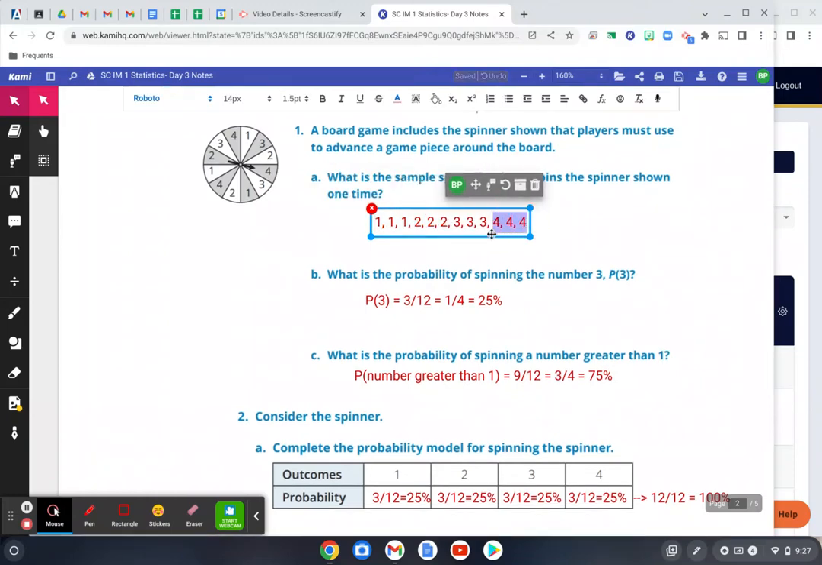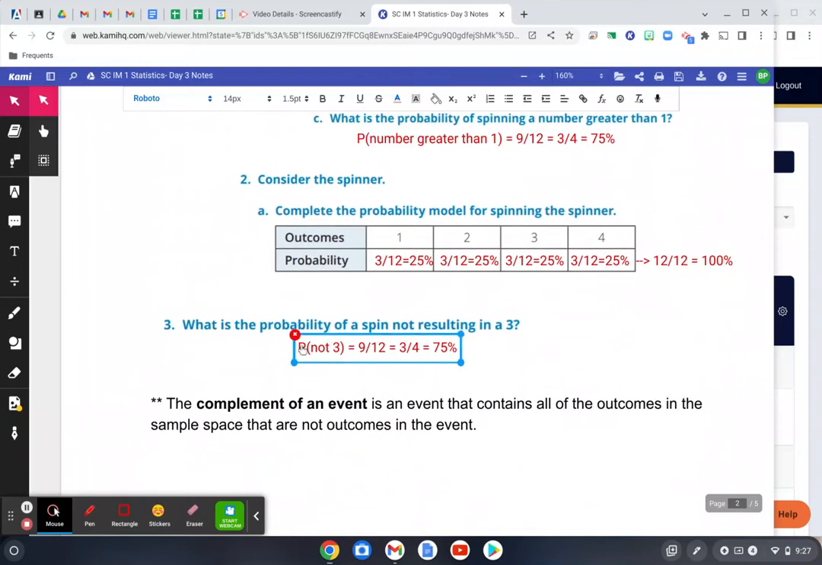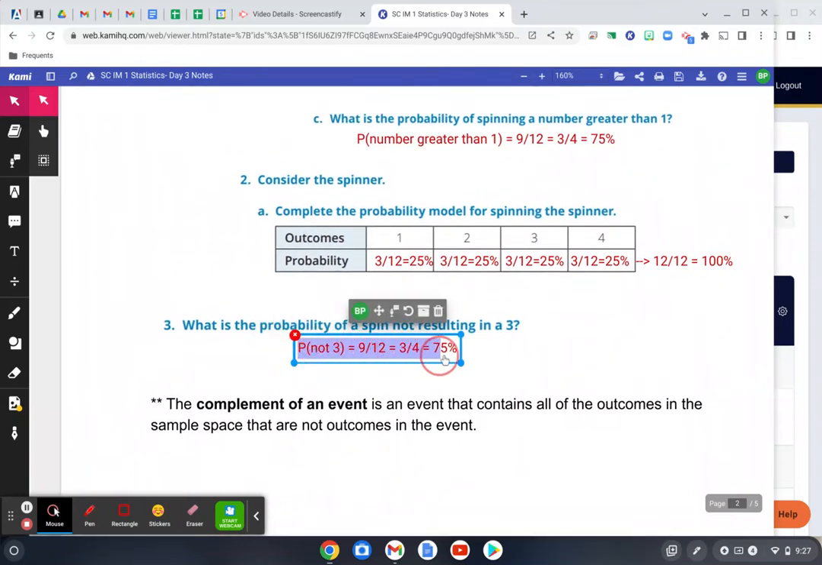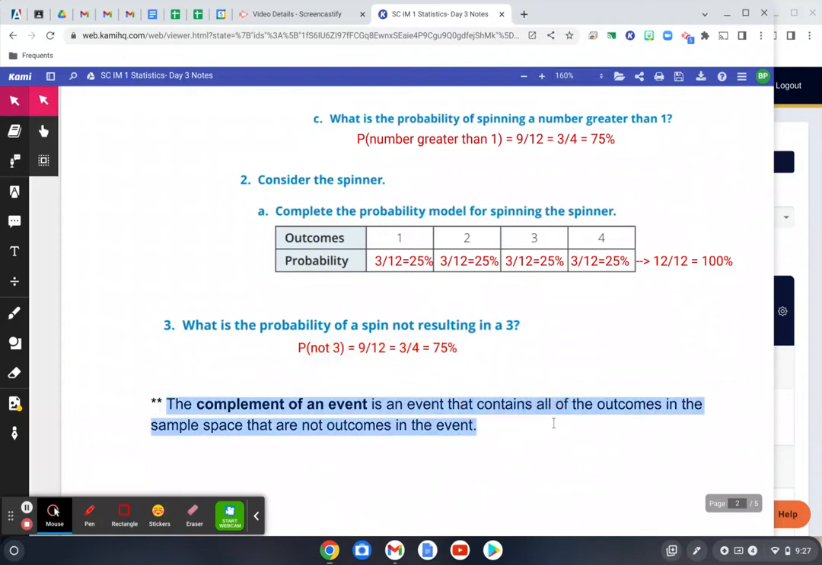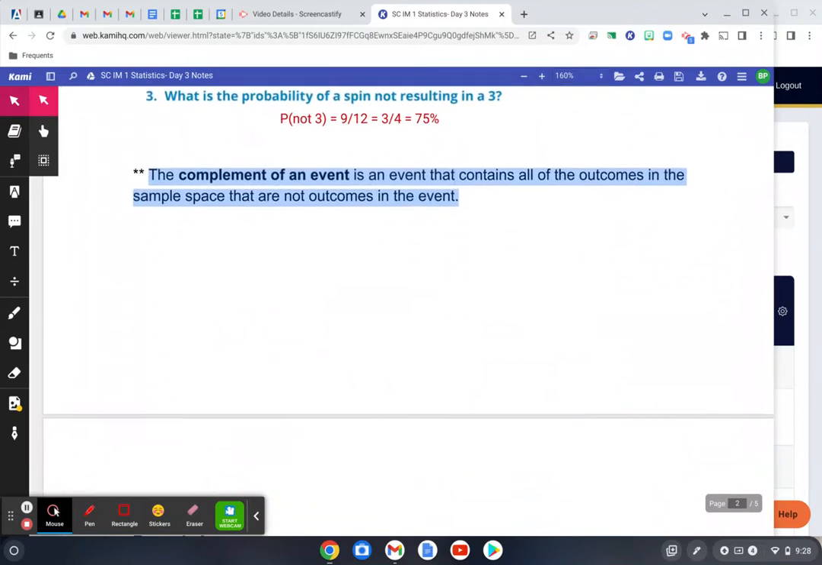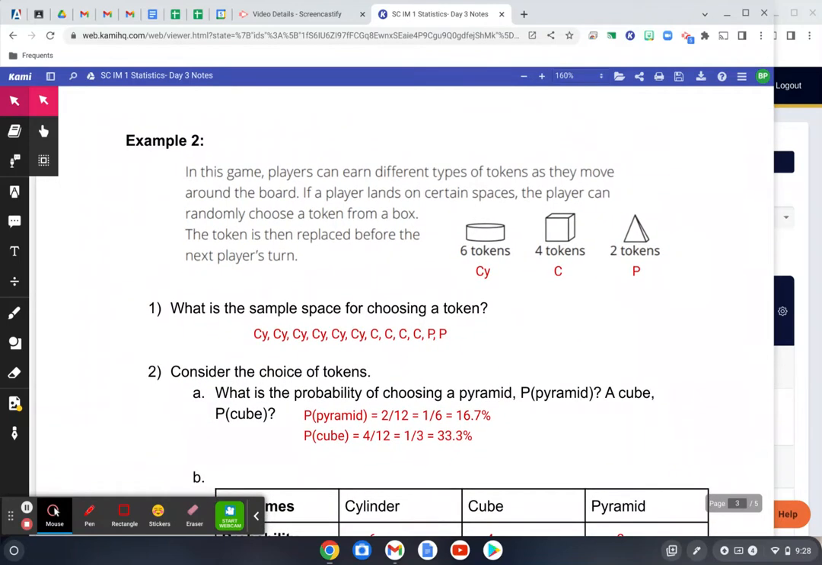Okay, so we're basically just eliminating the 3s. So the probability of not a 3 is 9 out of 12, or 75%. And this is what's called the complement of an event. If we're considering not the likelihood of an event, but the likelihood of it not being that event, that is what's called the complement. So the probability of a 3 is 3 out of 12, or 25%. The probability of not being a 3 is 9 out of 12, and that's 75%. So the probability of an event and the probability of its complement will always add up to 100%.